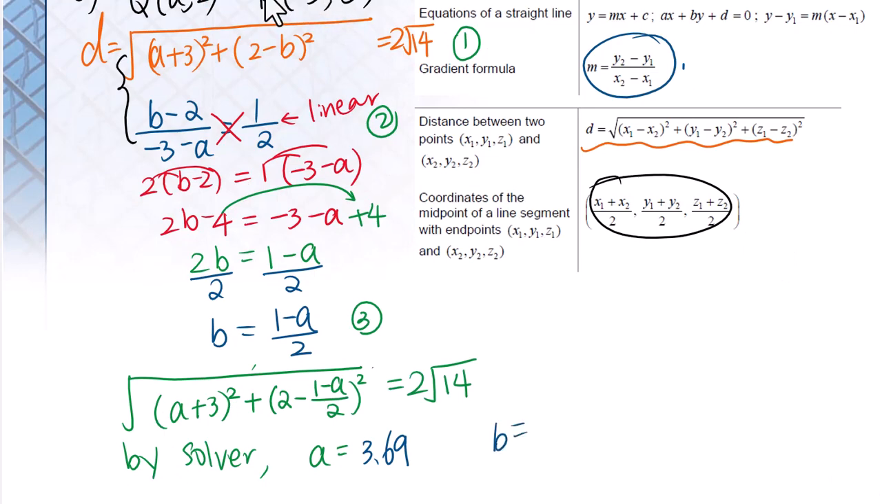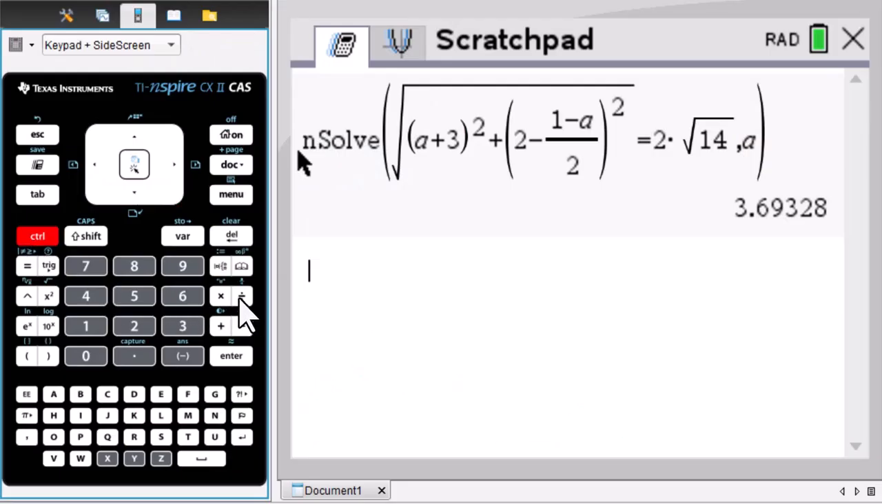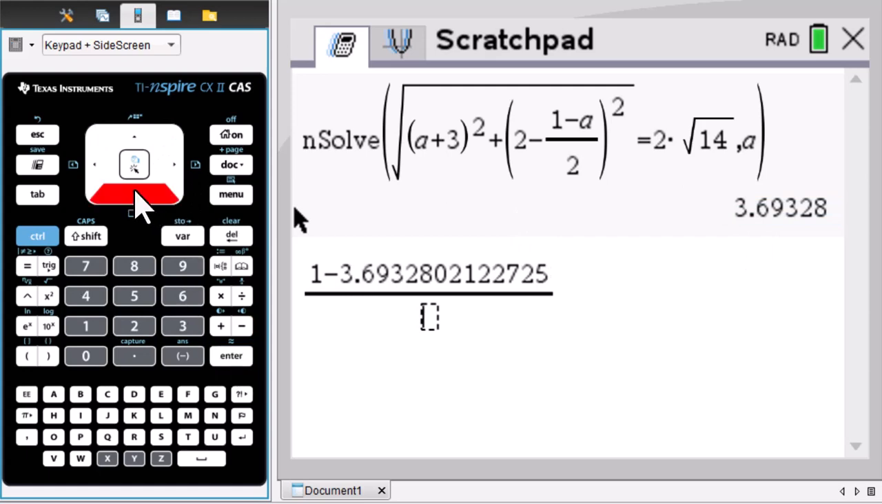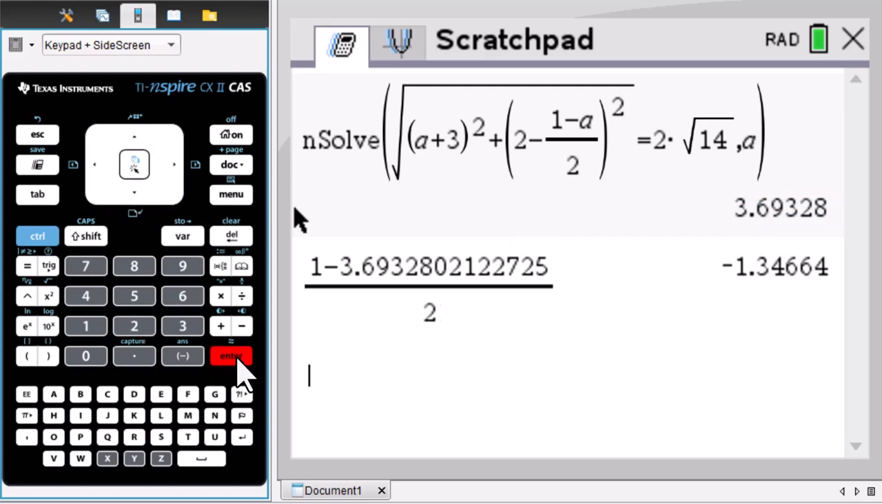Let's figure out b. b is 1 minus a over 2, equals control divide 1 minus. We need to pull this down, so go up, enter. Then over 2, enter. b equals negative 1.35.